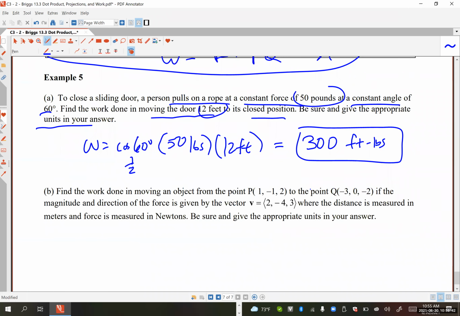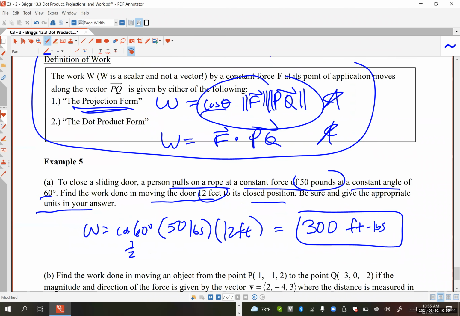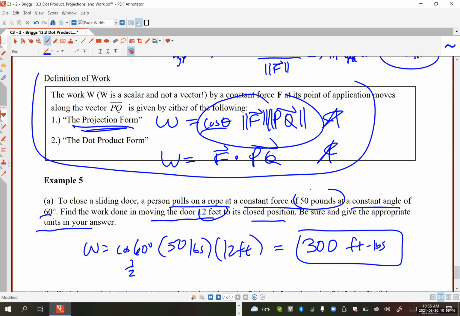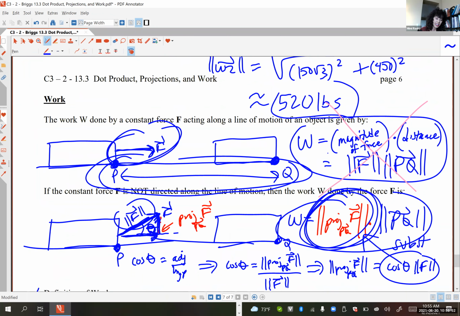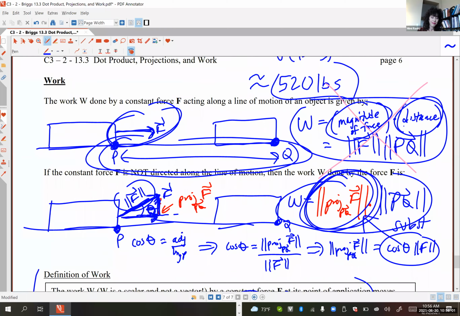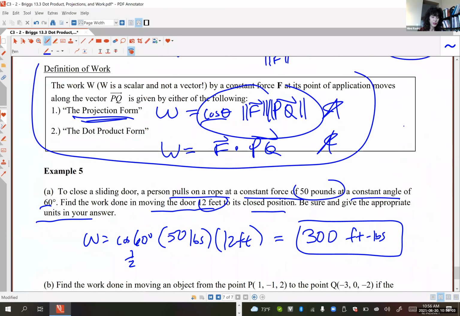I have a quick question. Sure. So they already gave us PQ because it already said the distance it moved, right? Yeah, because if you look at this work formula, it's your magnitude of your force, or the projected component of force going in the same direction, times the distance. And so the distance the door moved was 12 feet, yeah?